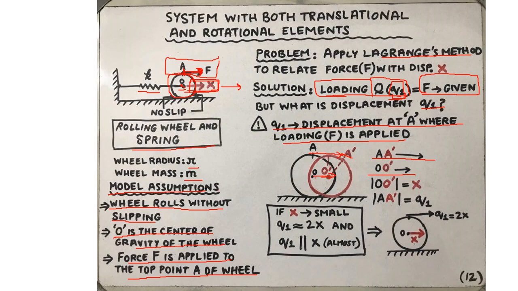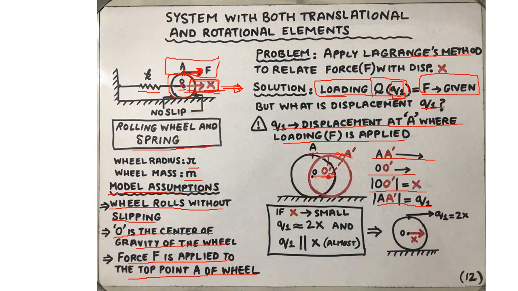And we know that the length of this arrow is x. We say that the distance between O and O prime is the displacement x, that is given as part of the problem, that the center of the wheel has been displaced by displacement x. But what about the linear displacement of the top of the wheel? That is the distance between A and A prime. Now that is q1.